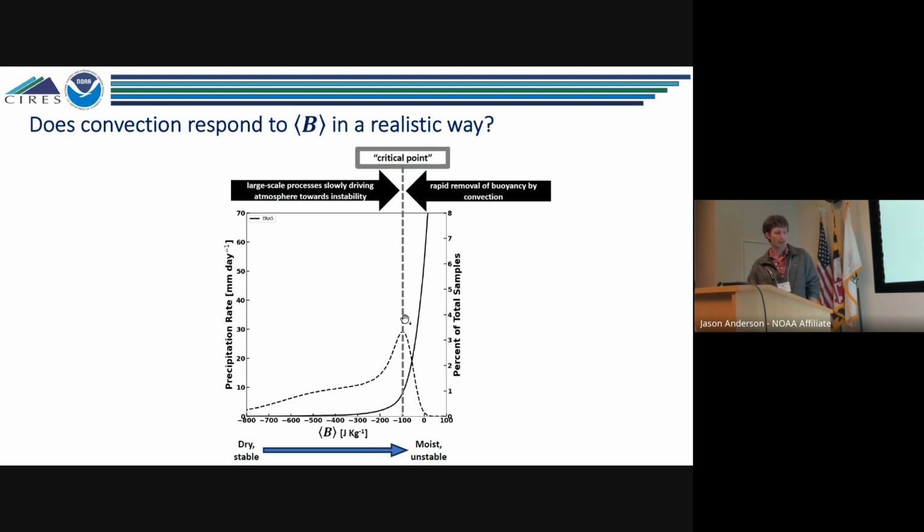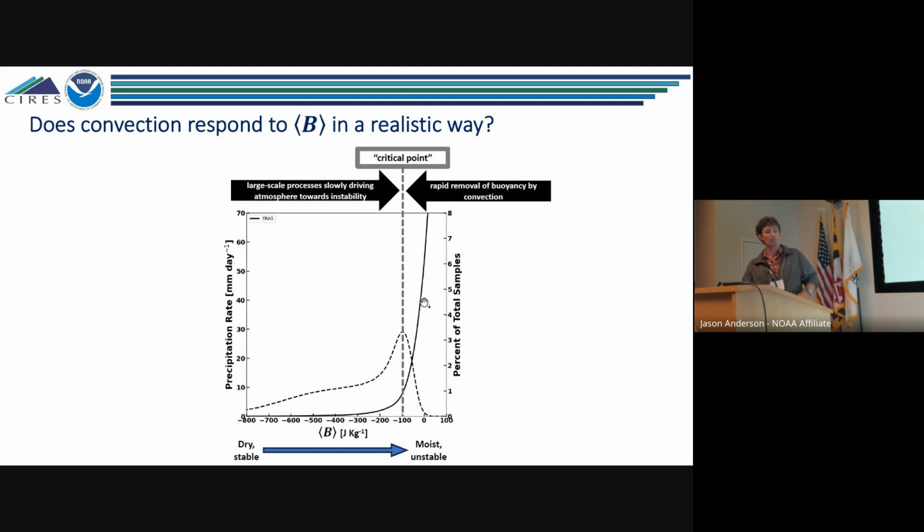Now the black dashed line here shows the PDF, or the distribution, of this measure of buoyancy, which you can see has this really long tail off to the left of the critical point and then drops off really rapidly to the right of the critical point. So one interpretation of the shape of this PDF is that this long tail is the result of large-scale processes. So think like surface fluxes of heat and moisture, radiative cooling aloft, these large-scale processes slowly driving the atmosphere towards instability. Then once we get past the critical point, we get this transition to deep convection.